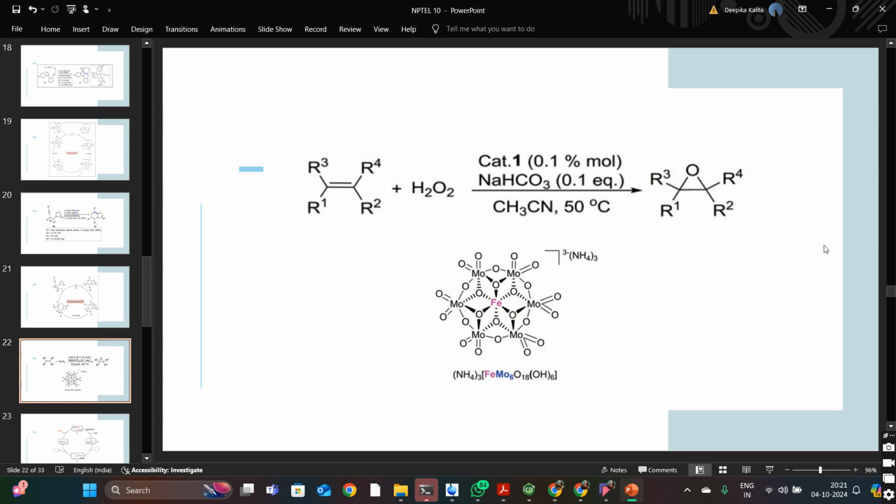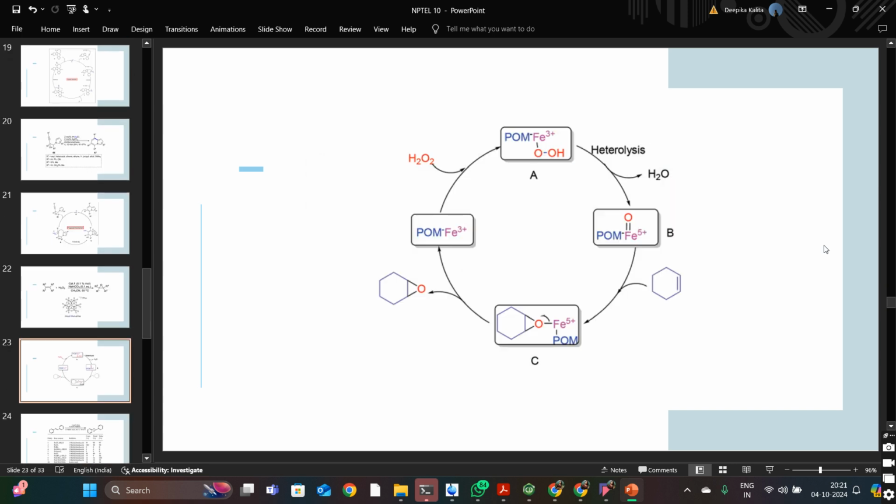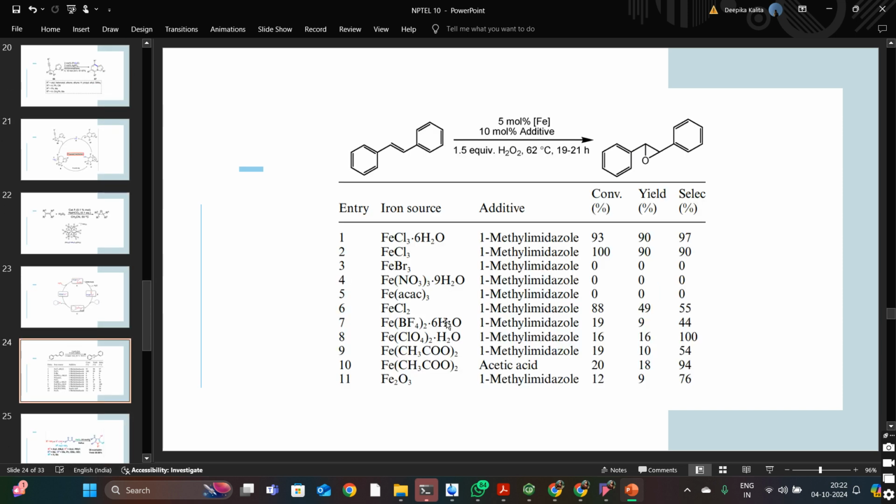Then we came across the epoxidation reaction, which was iron catalyzed. We saw that this iron catalyst underwent heterolysis to give us this new catalyst B where the iron metal is present in +5 oxidation state, and that metal catalyst underwent oxygen insertion to give us the epoxide product, which is the desired product. The similar reaction was also found in presence of various iron source catalysts.